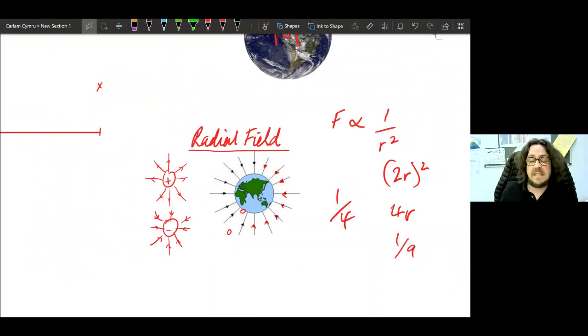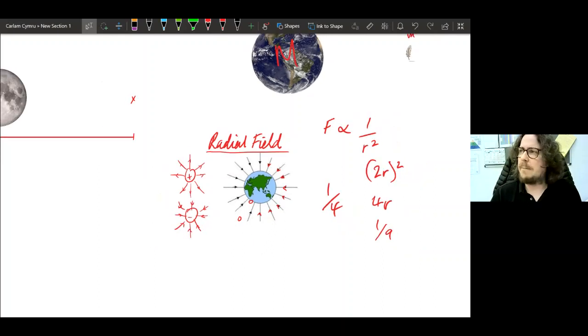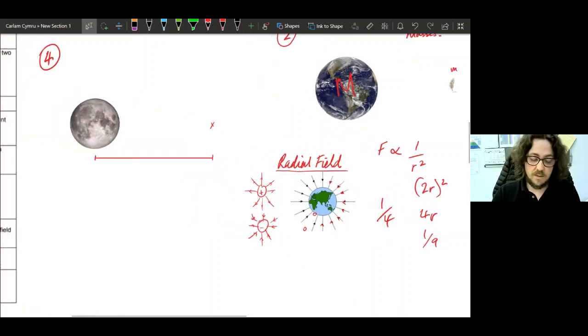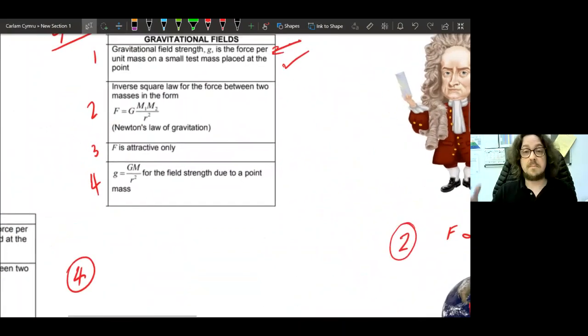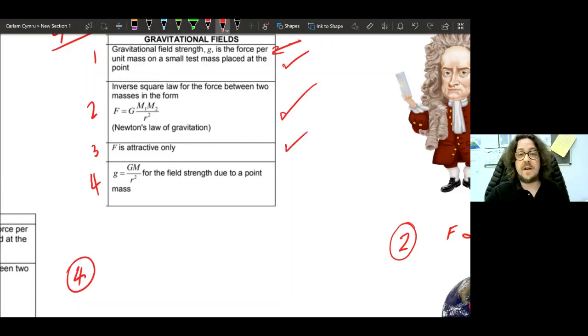Why? I don't know. I mean, it causes a certain curvature of space-time. That's what Einstein would say. But as to why gravity is only an attractive force, I'm not particularly sure. Maybe some smarter physicist might be able to tell you, but it only comes in one flavor. So we'll say that we've covered the fact that gravitational force is only attractive.